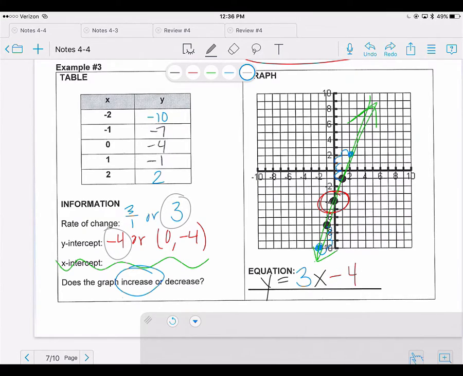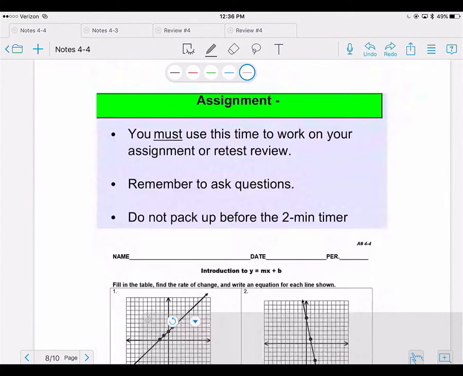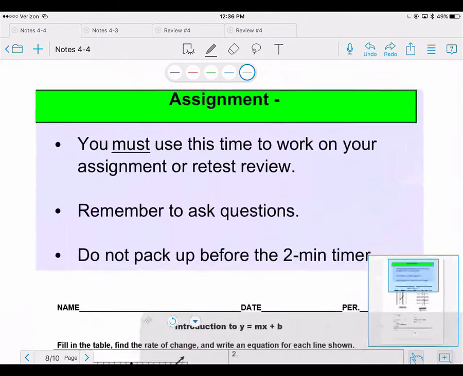The slope always goes with x. Slope and x are the best of friends, and then your y-intercept follows after like a little brother, b for brother.